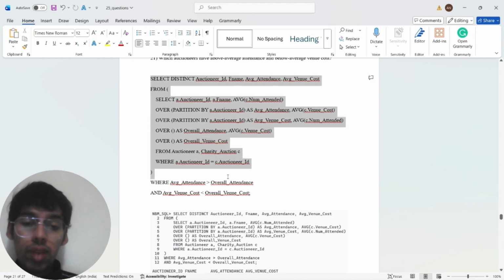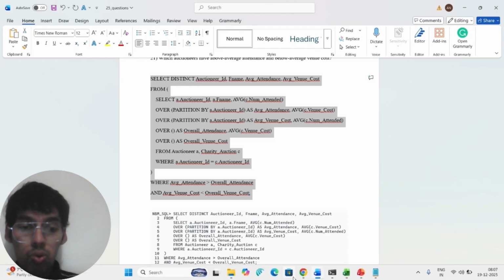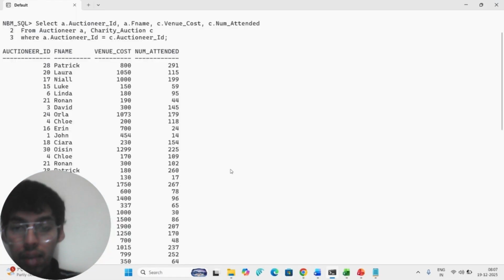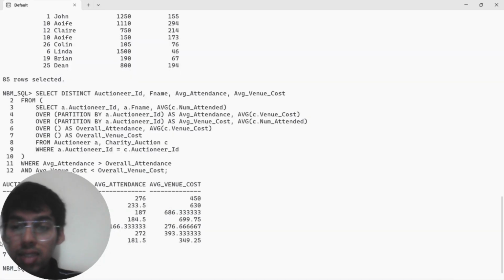So once we execute this, we can see the output of our query in real time. Seven rows have been retrieved, where the auction ID is 9 and the name is Tom, and his average attendance is 26 and the venue cost is 450, followed by the other names, that is AFE with 233.5 and 630, and all the other values that we have got.